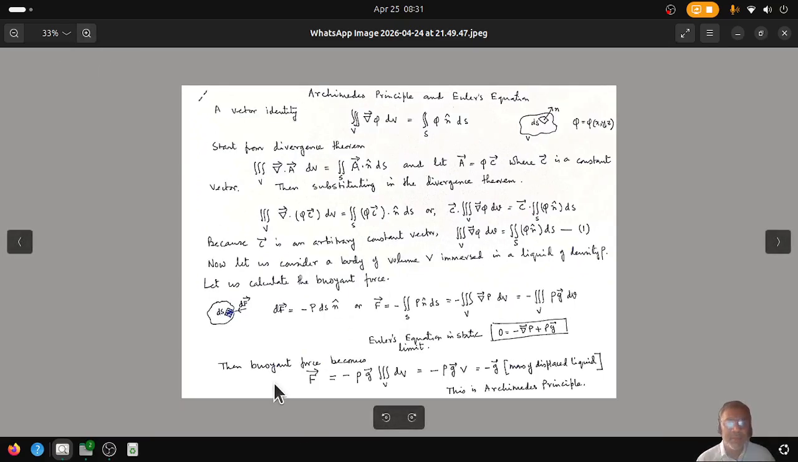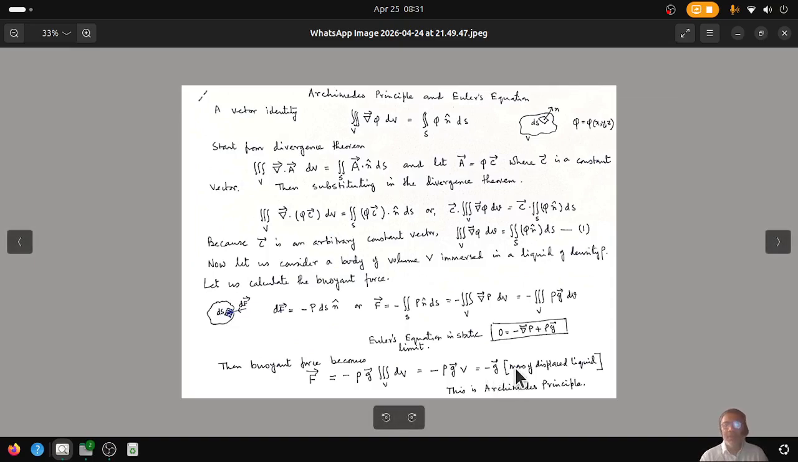Now let us rewrite. The buoyant force becomes F equal to minus rho g, because rho and g have gone out of the volume integral, and the integral of dV gives V, so it is minus rho g V. So you can write minus g times rho V, which is minus g times the mass of the displaced liquid. So the buoyant force is given as minus g times the mass of the displaced liquid. It is directed in the upward direction because of this minus sign. That is why it is buoyant.